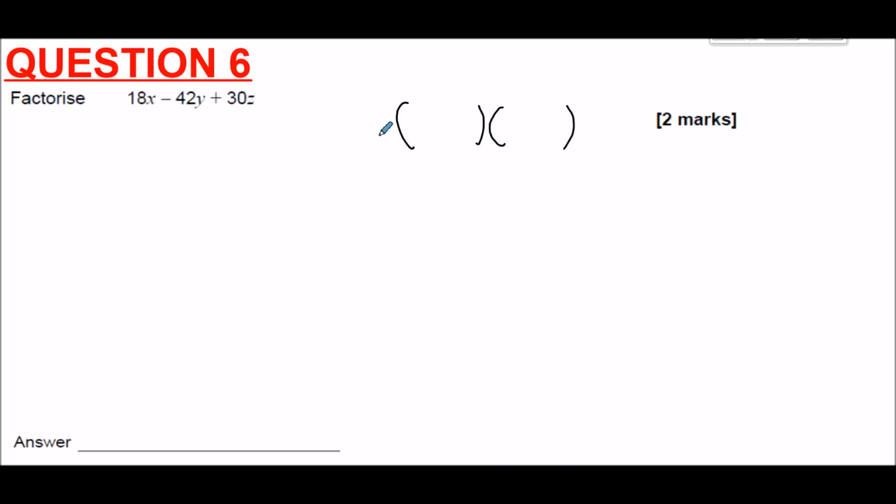2 main reasons why it's not going to be. There's no x squared or y squared. Secondly, it's early on in the paper, and so typically factorising quadratics is going to be something they put towards the end of the paper, or at least the second half of it. So I think the examiner might be being on the nice side rather than on the evil side now.